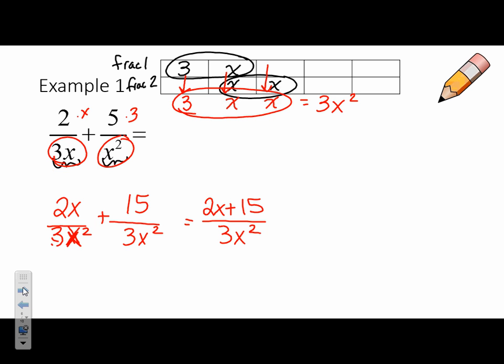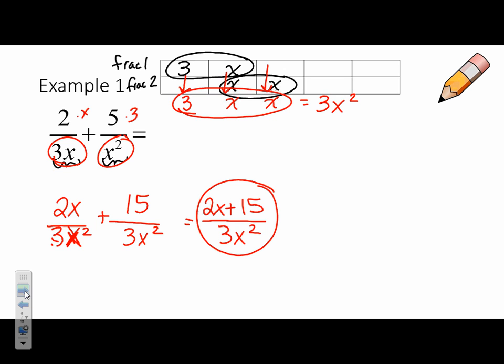Now looking to see, is there anything we can simplify? Is there anything I can do to the numerator here? Can I divide out a 2, a greatest common factor? Nope, so I have to leave it as is. That's my single final answer for adding these two fractions together.